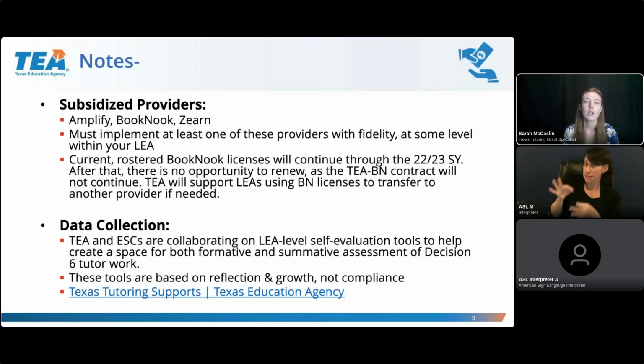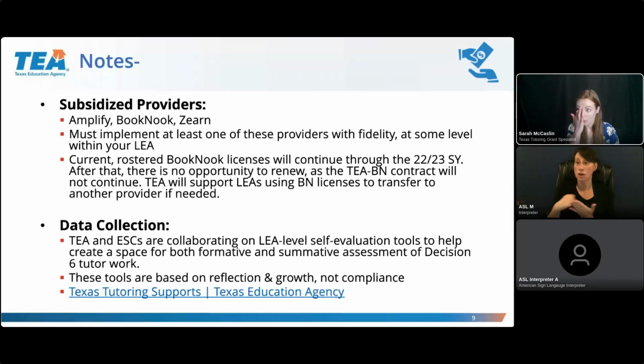the Decision 6 grant, we want to make sure that the licenses that are provided to you on our behalf are used with fidelity. One small note here is that if you are a Decision 6 LEA who is currently rostered and using Book Nook licenses, those will continue through the 22-23 school year. After that, there won't be an opportunity to renew for that 23-24 part of the grant cycle. However, TEA has already created plans to support LEAs that are using those Book Nook licenses to transfer over to another provider if needed.